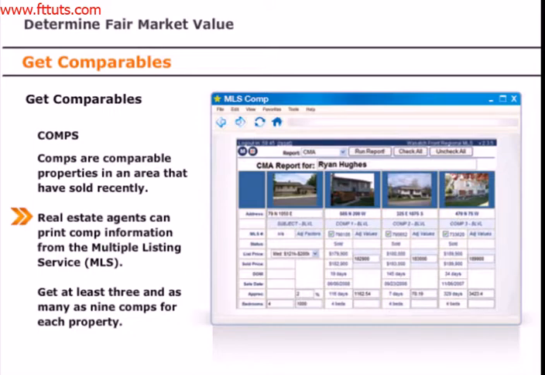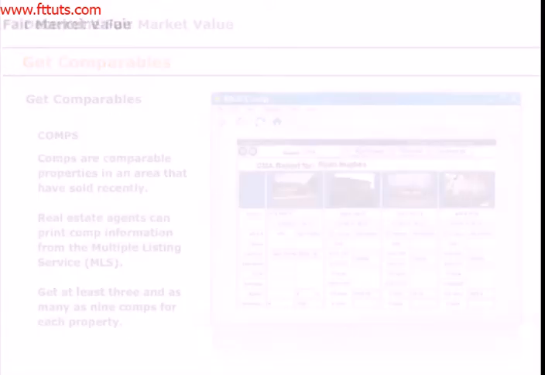Other agents can then perform searches for this information and print summaries of the property and what it sold for. Try to get printouts of at least as little as 3 or as many as 9 comps for each property. If the comps you gather are not readily comparable to your prospective property, you could end up offering more than the property's fair market value.